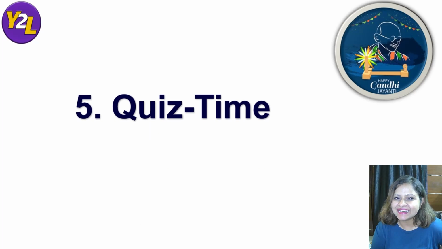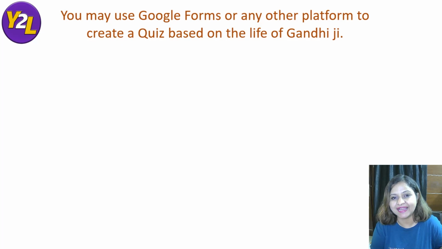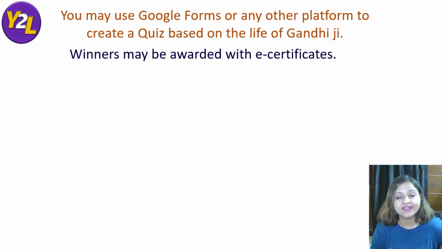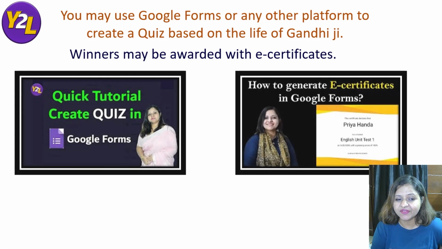The fifth and last idea is quiz time, one of my all-time favorites. A quiz is a very good idea. It encourages students to do some research by themselves and gather up all the information and knowledge they can. Further, it motivates them to have a competitive spirit. Teachers may use Google Forms or any other platform to create a quiz based on the life of Gandhiji. Winners may be awarded e-certificates.